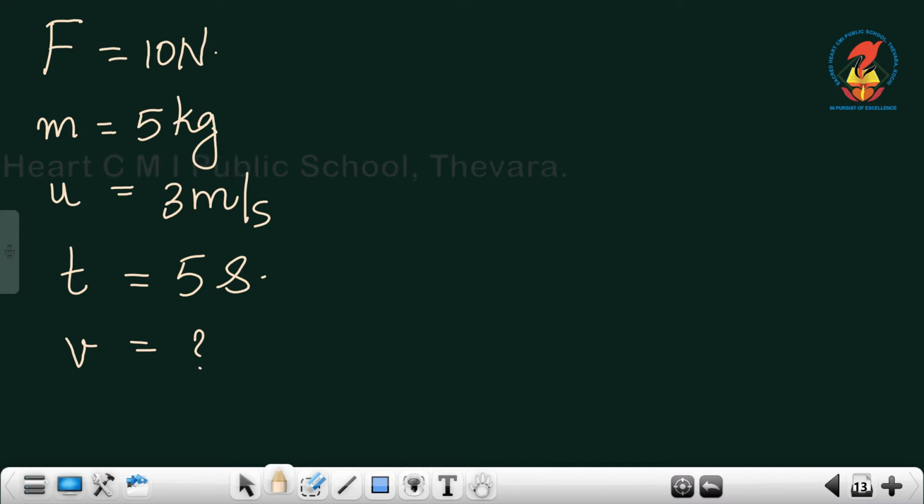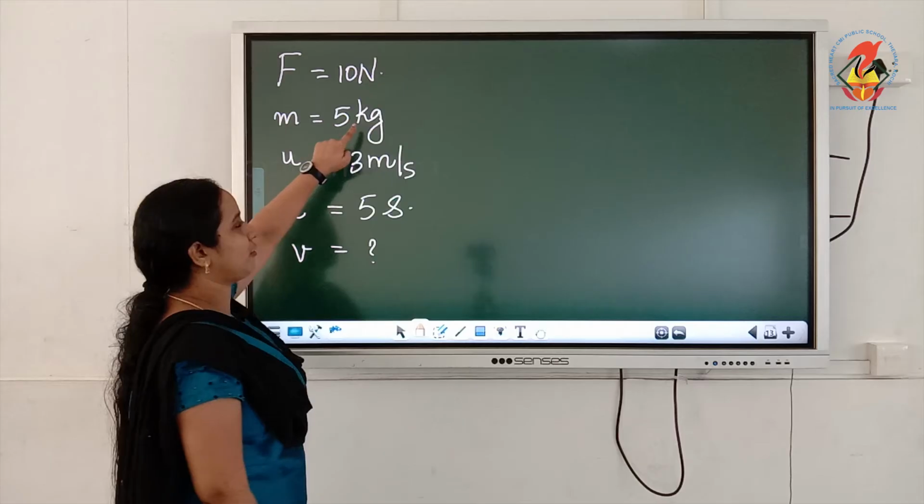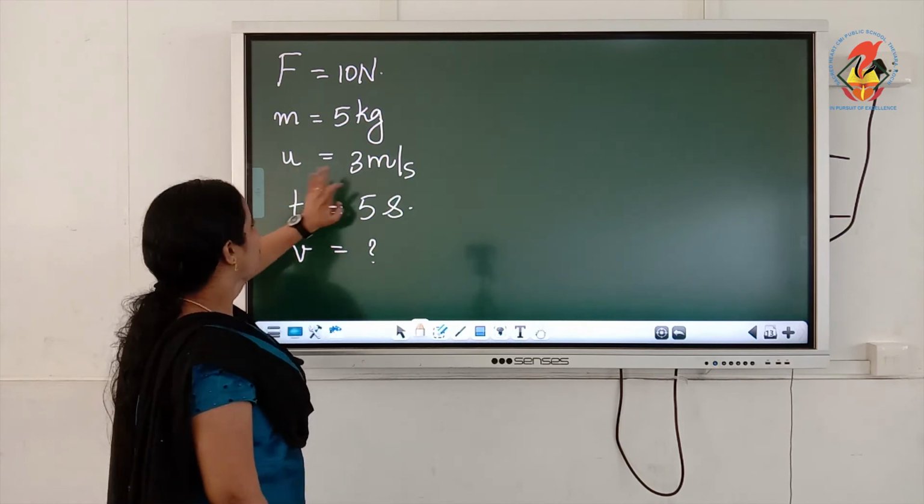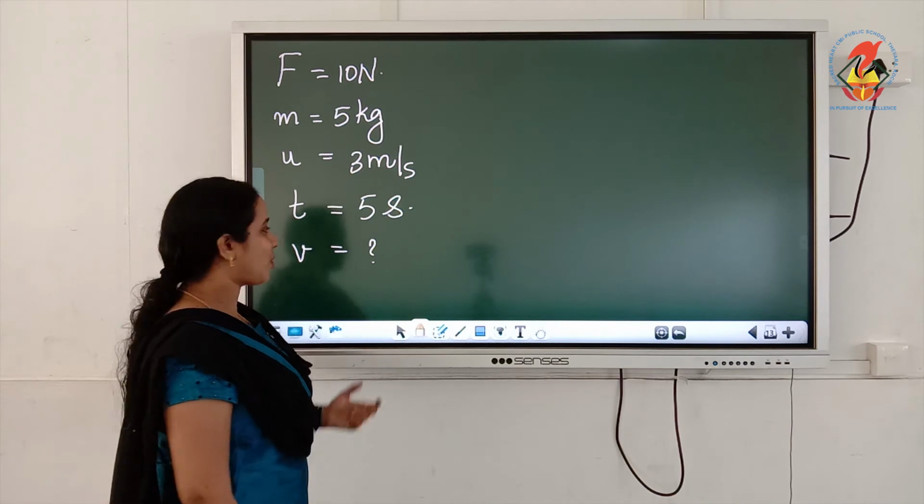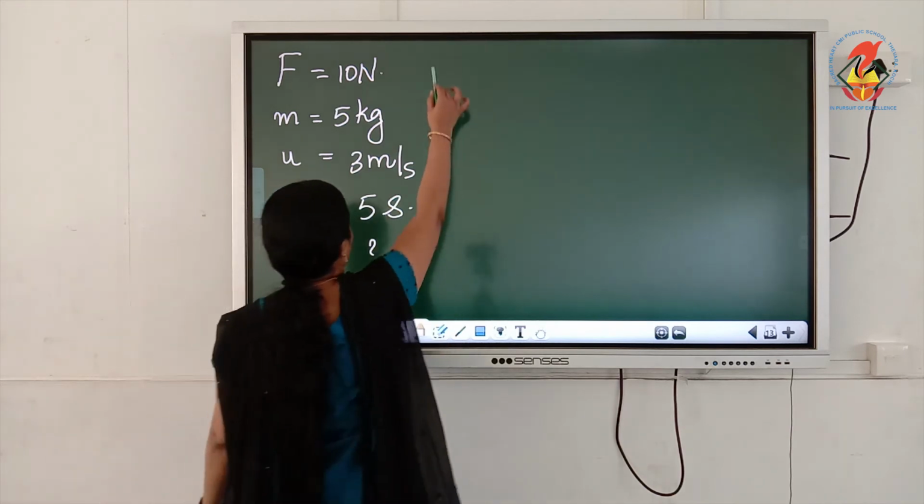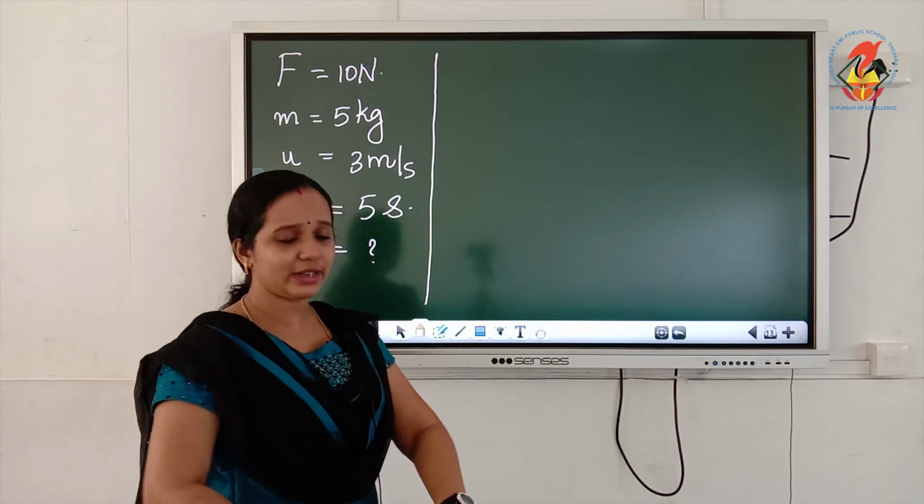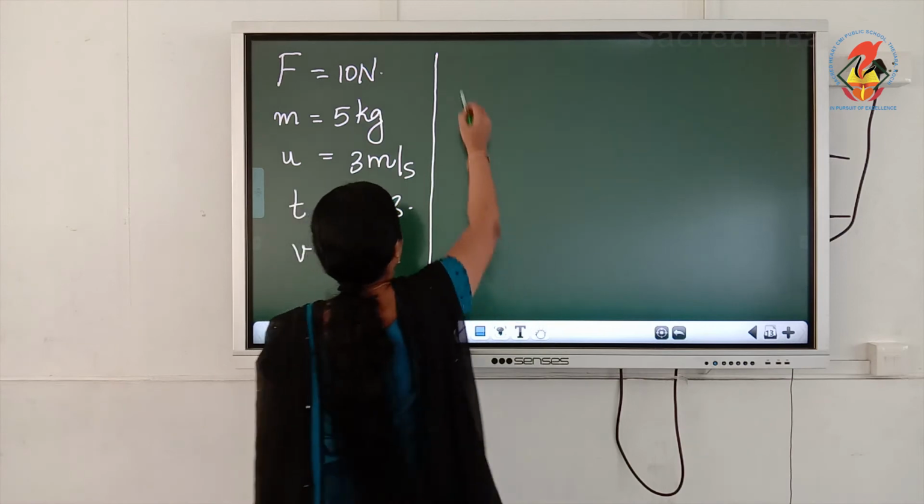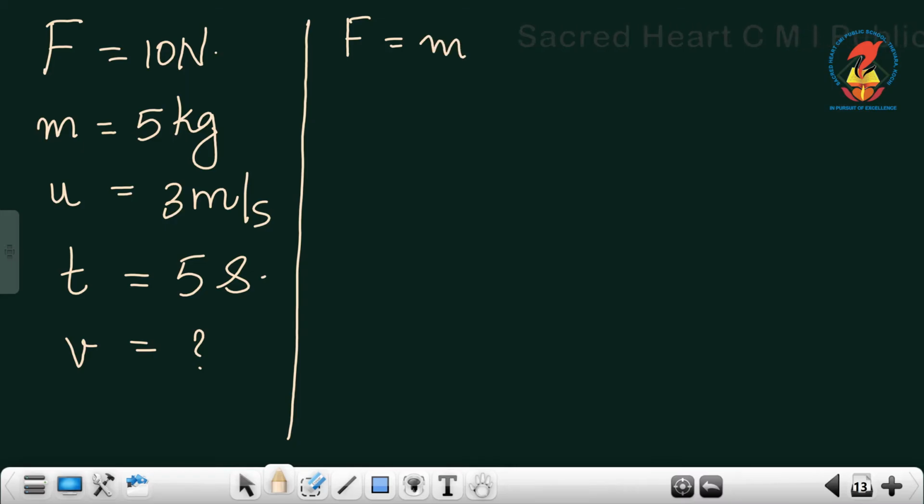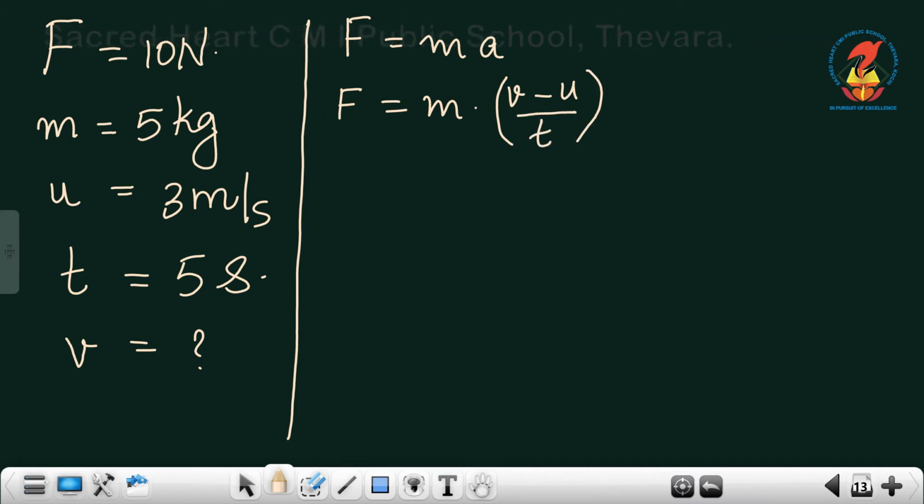Force equal to 10 Newton is applied on the same object of mass 5 kilogram, which was moving with a velocity 3 meter per second, for a duration of 5 seconds. The question is to find the final velocity. Again, let us write the equation. The equation for Newton's second law is F is equal to ma. Rewriting it as m into, instead of a, (v minus u) by t.